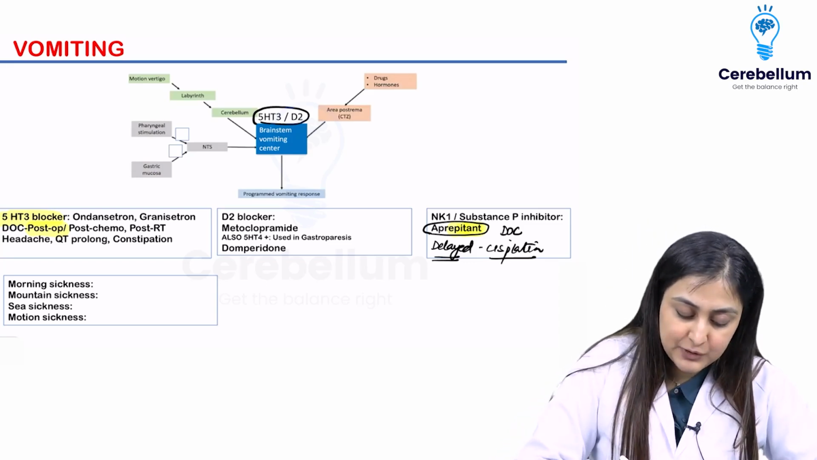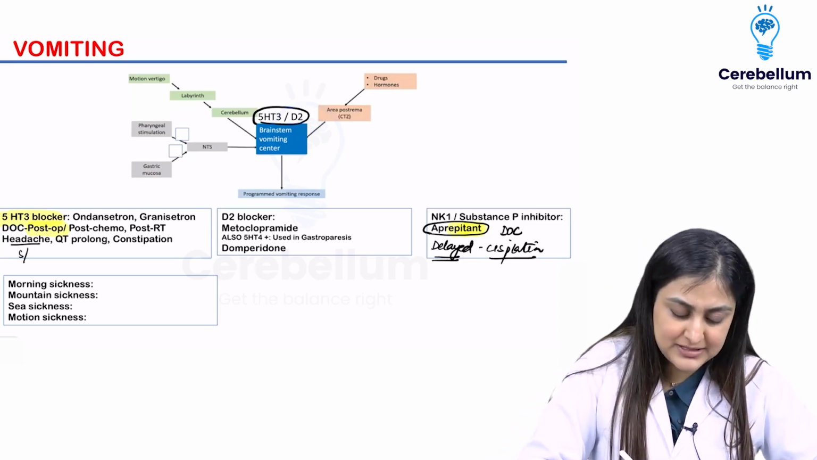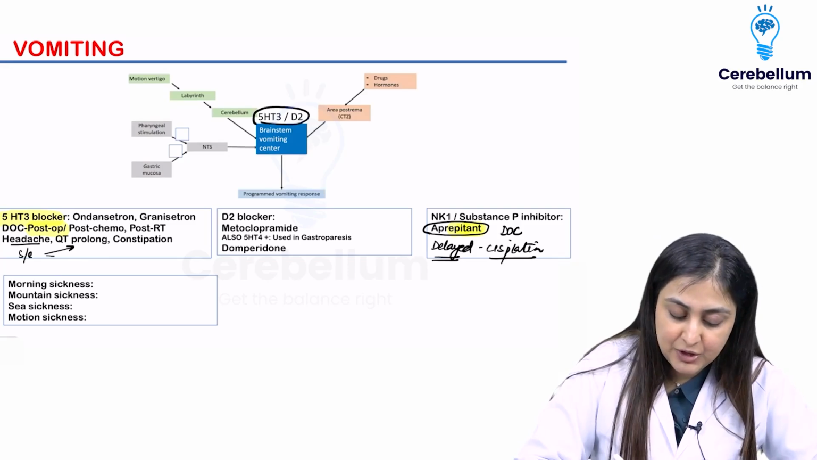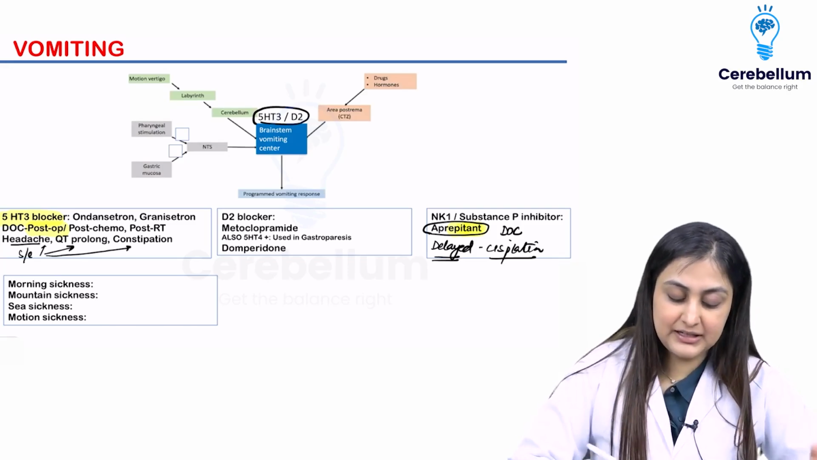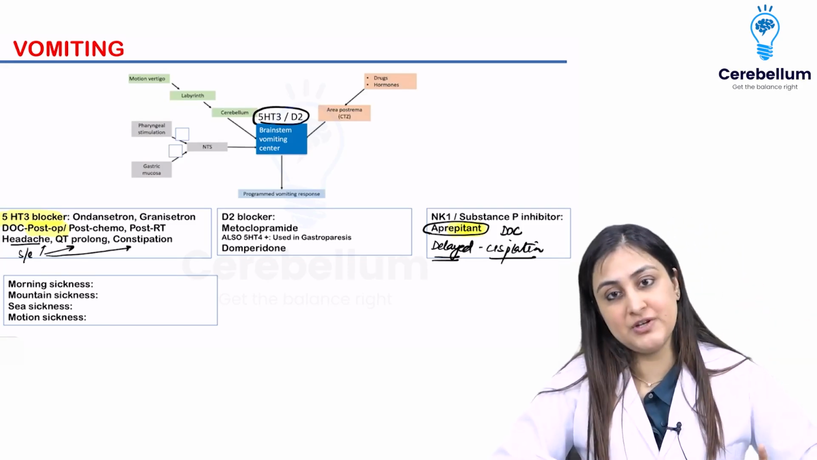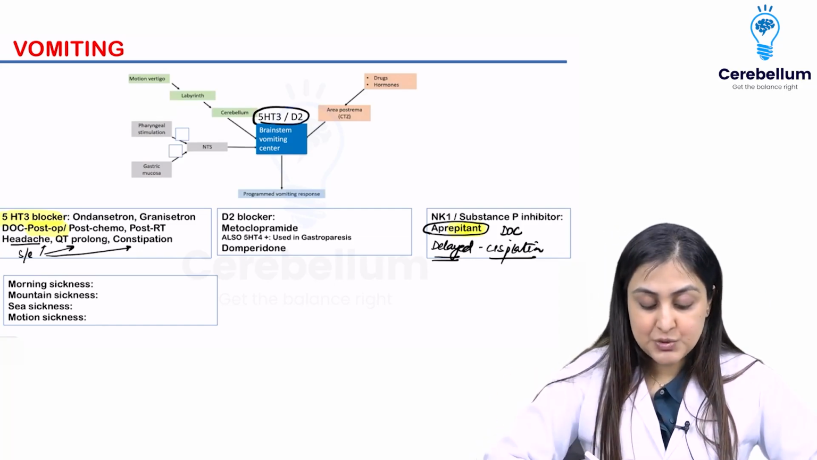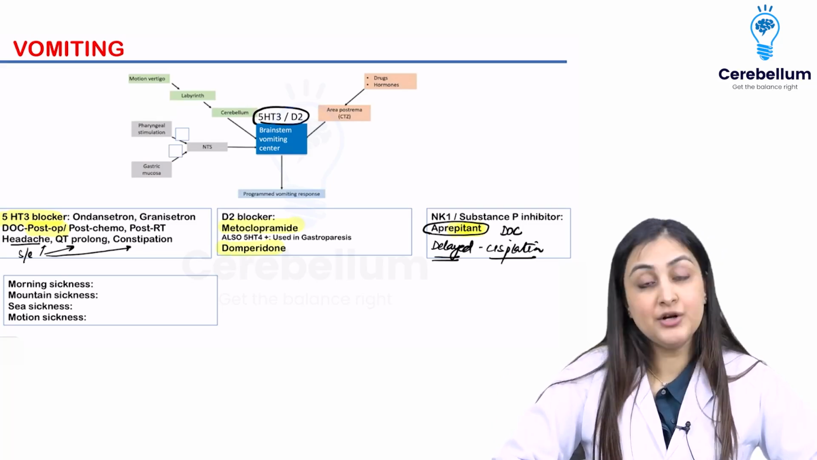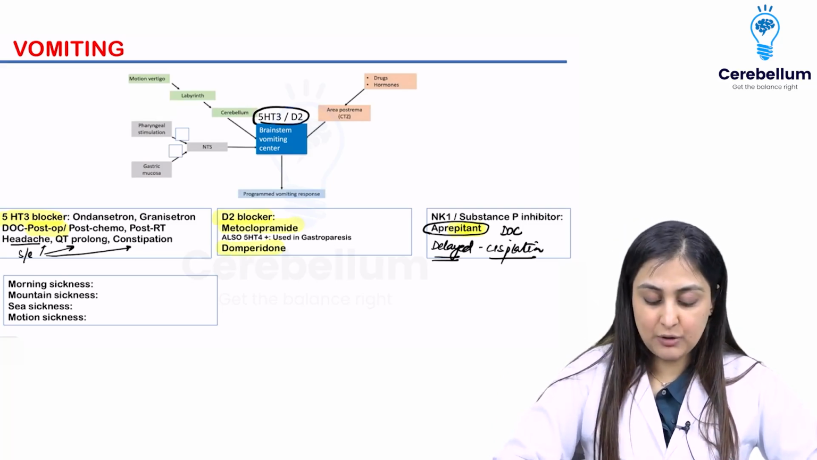The side effect would be headache, a very common side effect. What is very important is QT prolongation, and because they are blocking serotonin in the intestine, they are going to cause constipation. Okay, I can also use D2 blockers. D2 blockers would be metoclopramide and domperidone. So these are very commonly used.